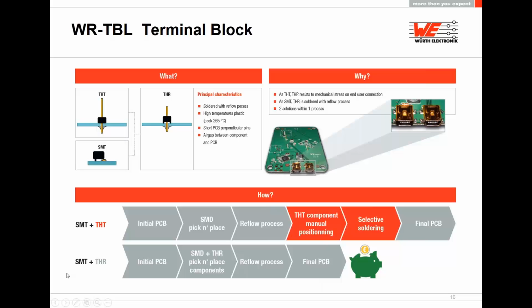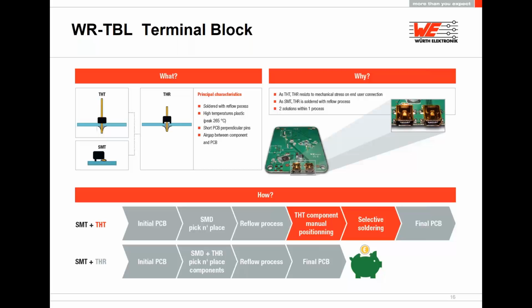Thermal blocks, from our end, what does that mean? The principal characteristics: solder with a reflow process, high temp plastic up to 265 C, short PCB perpendicular pins, air gap between components and the PCB. Why should I use the through-hole reflow? As the through-hole and the through-hole reflow resist mechanical stress on the end user connection, the surface mount and through-hole reflow are soldered with a reflow process. So you will have two solutions in one process.